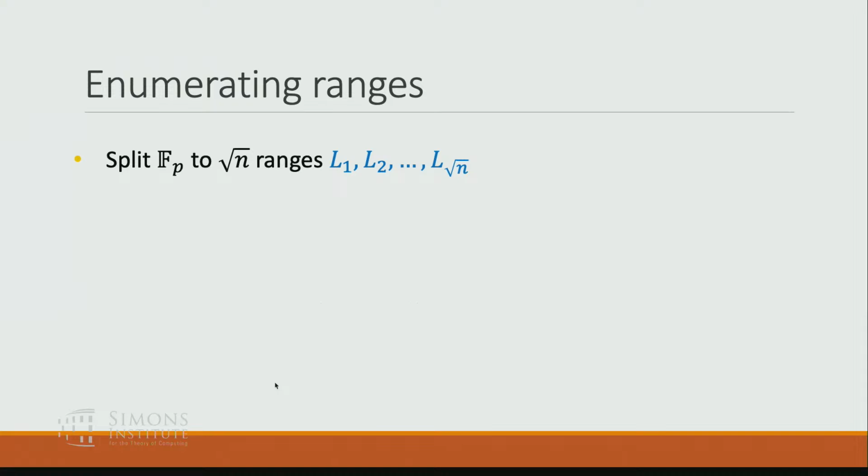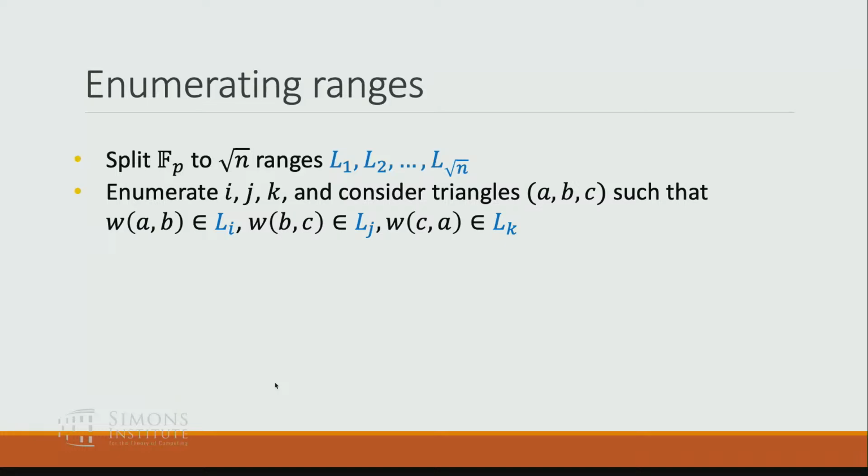So we will first split the finite field F_p into square root n contiguous ranges L_1, L_2, up to L_sqrt(n), and each range will have size roughly p over square root n. And the basic idea is to enumerate triples of these ranges L_i, L_j, L_k, and only consider triangles ABC such that the weight of AB is in L_i, the weight of BC is in L_j, and the weight of CA is in L_k. After we enumerate all possible triples of i, j, k, any triangle will be included in one of these enumerations.